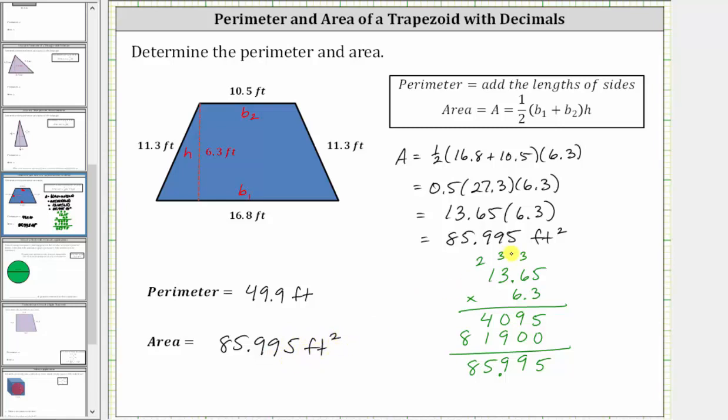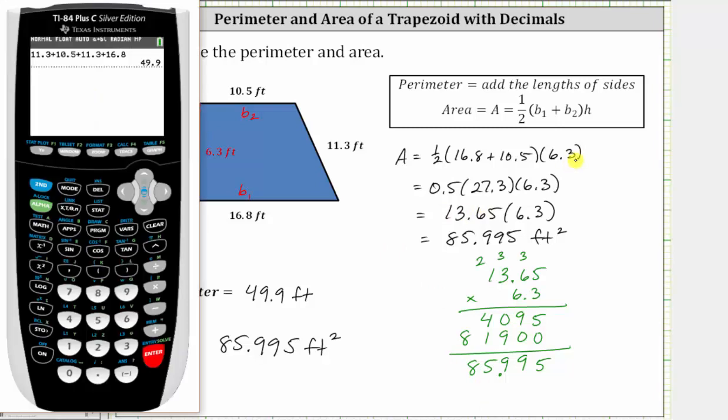Before we go, let's check our work on the calculator. Let's go ahead and enter the area in this form here, where we have 1/2 or 1 divided by 2, and then in parentheses 16.8 plus 10.5, and then times 6.3. Enter. And notice how this does verify our work is correct.